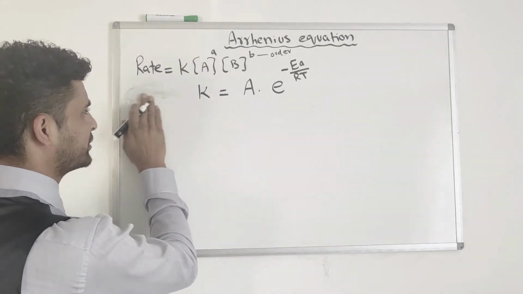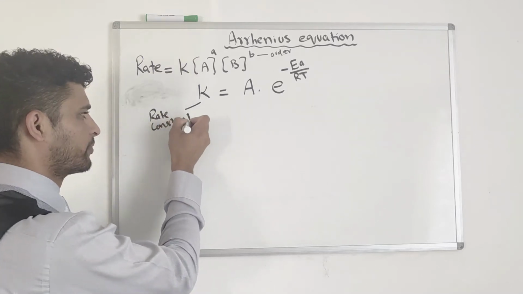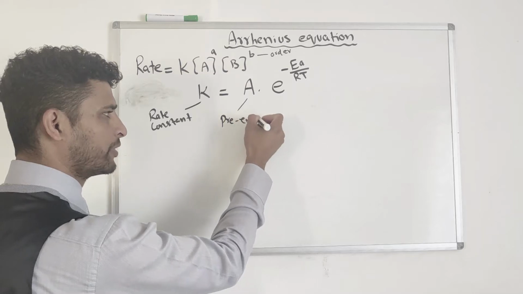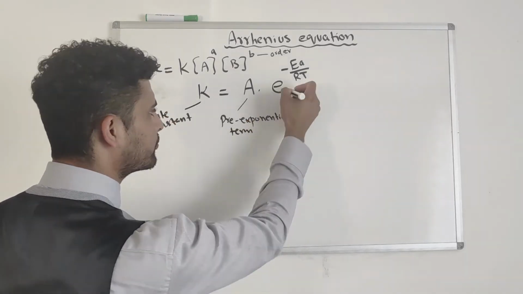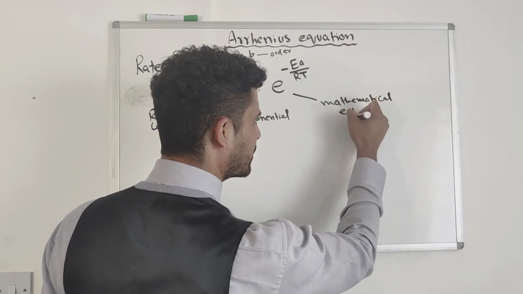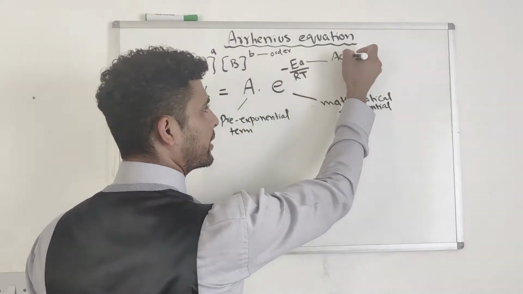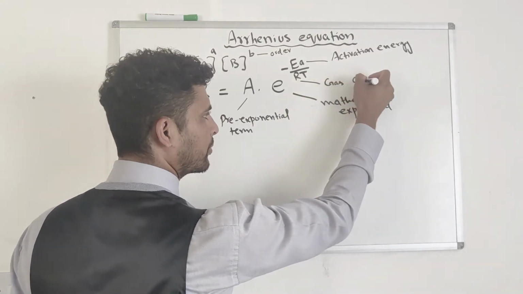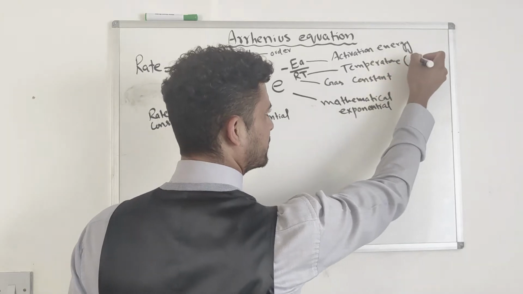Because we are involving the rate constant in this, k is the rate constant, as you know from the previous relationship. Then you have A, which is the pre-exponential term. Then e is the mathematical exponential. Ea is the activation energy. R is the gas constant. T is the temperature in Kelvin.